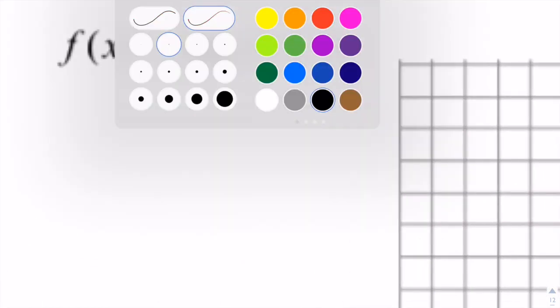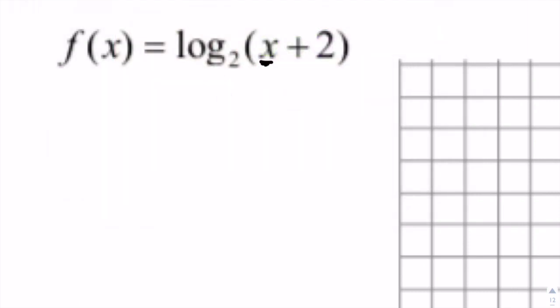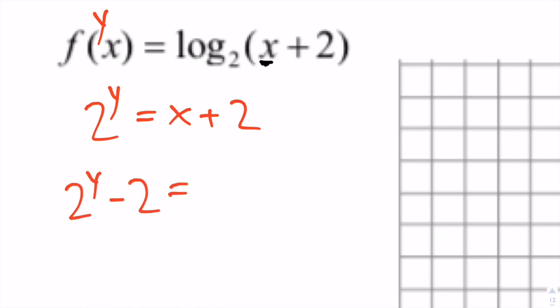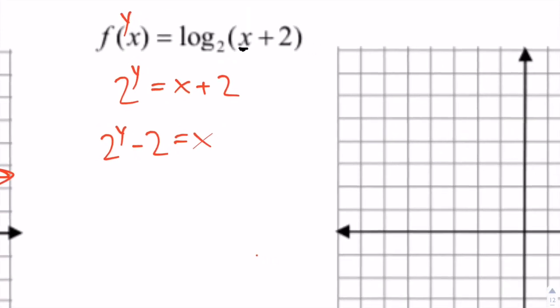All right, first step, we want to get x by itself. That's why we talked last class about just solving these equations. We're kind of just rearranging this. So f of x, we'll call this y. So I would get 2 to the y power is equal to x plus 2, right? Get rid of that log, put it in exponential form. Now to get x by itself, 2 to the y power minus 2 would now equal x. And this is the form we want to take a look at for this equation.